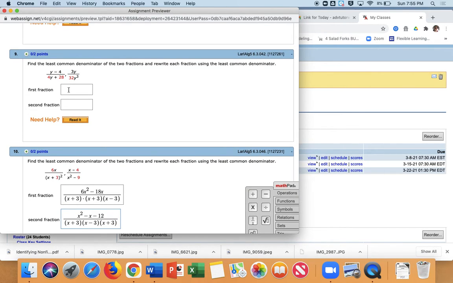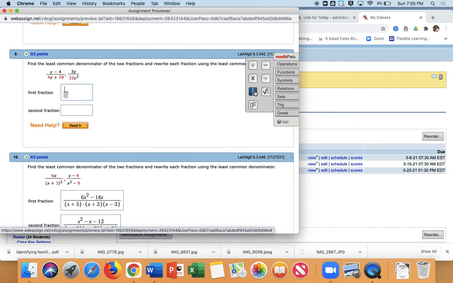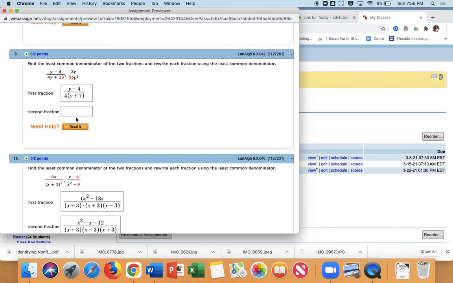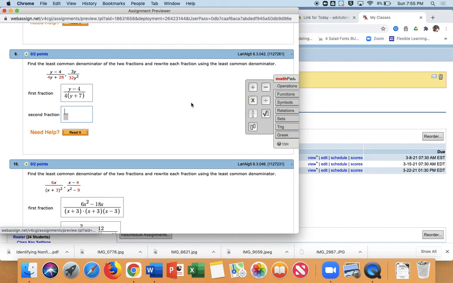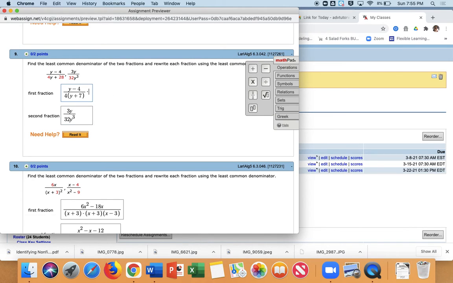Here, this is a little bit trickier. I'm not going to walk through the whole problem. But if we factor the denominator and take out a 4, that would leave me with 4 times y plus 7. And if we factor the denominator here, there's not much I can do, so I would have 3y times 32y cubed. So what I would want to do here is multiply this top fraction.